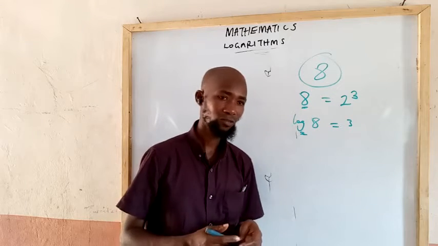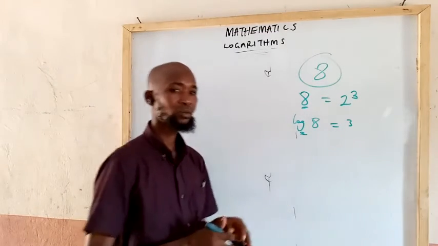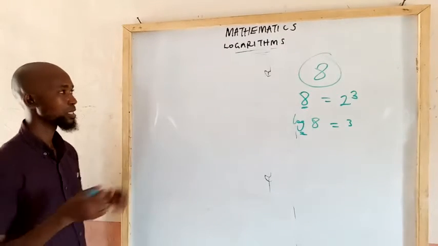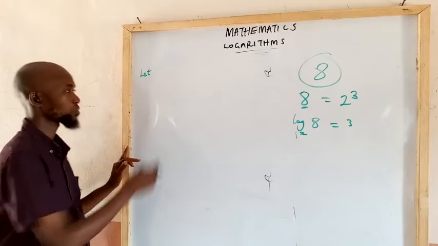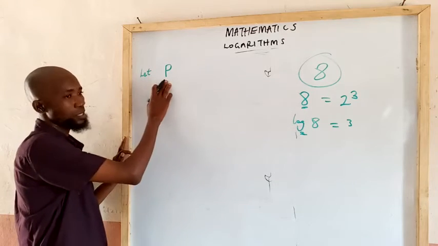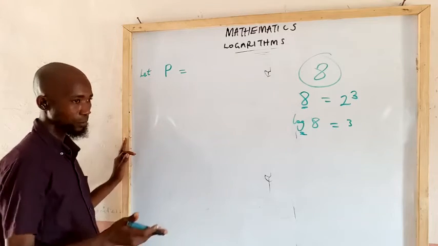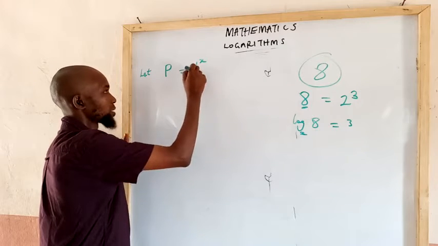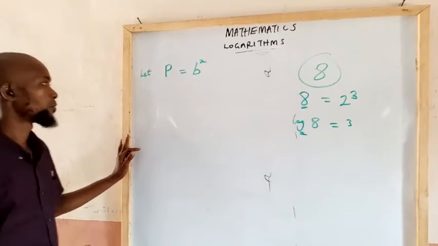But in this aspect of our class, we want to start with those laws. So for us to start, the first thing we are going to do is to make some assumptions. One of the assumptions is that I'm going to say let, or suppose, P is a number, and we know this number can be written in index form. So if this number is written in index form, the result it can give can be b raised to power x.